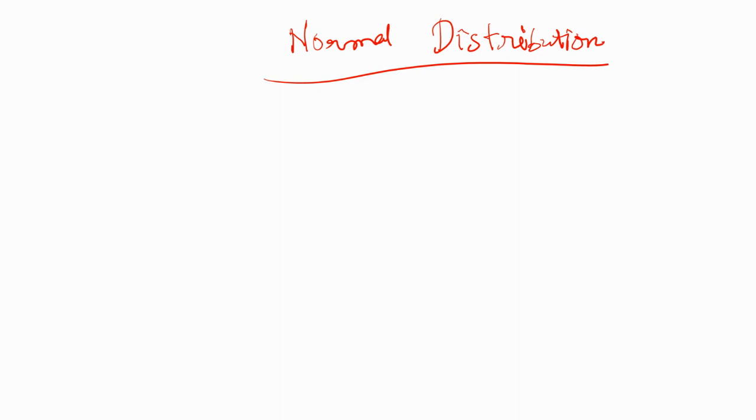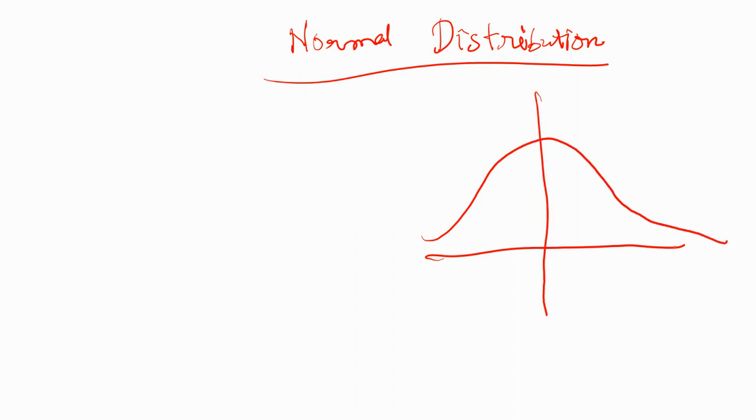So basically, it is a bell-shaped distribution, something like this. It has the property that it is symmetric, and the other thing is that it is bell-shaped, as I have mentioned.